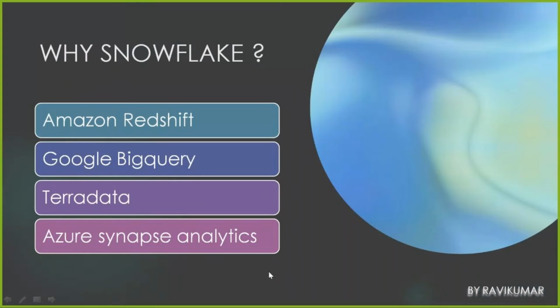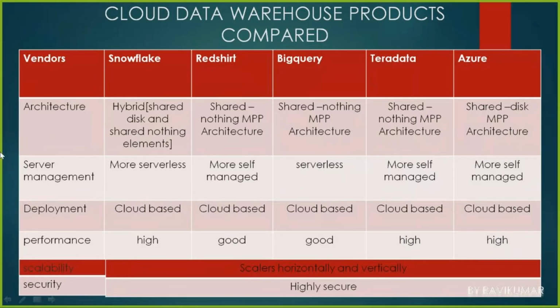Why Snowflake, Amazon Redshift, BigQuery, Teradata, Azure Synapse Analytics? Why Snowflake? The first most important point is hybrid architecture. It supports both shared disk and shared nothing. Redshift is shared nothing only, BigQuery shared nothing, Teradata shared nothing, whereas Synapse on Azure is shared disk. More serverless, more self-management.